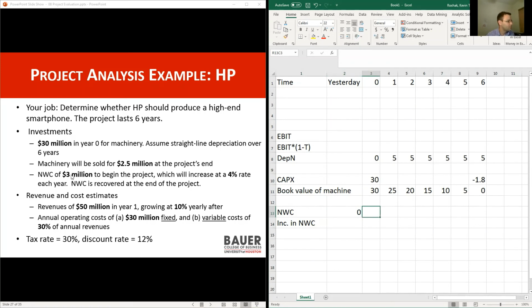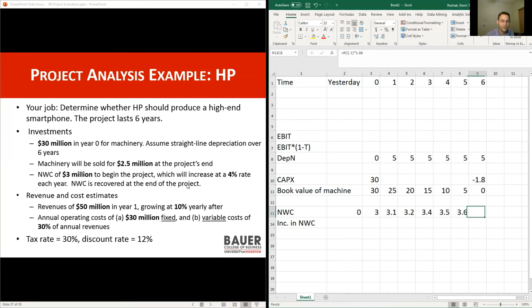What this last bullet point under investments tells us is that net working capital is $3 million to begin. You have to put in $3 million at time 0 right when you take the project. And that's going to grow at 4% each year until the very end of the project. Okay, so I'm going to grow this $3 million. I'm going to multiply it by 1.04 every year. Okay, so it's going up 3.1, 3.2, 3.4, 3.5, 3.6. It's just growing at 4%.